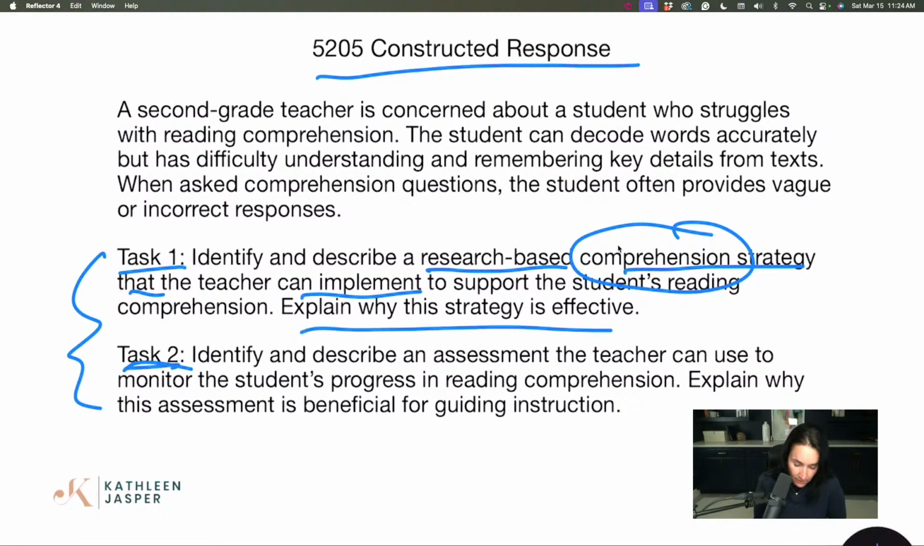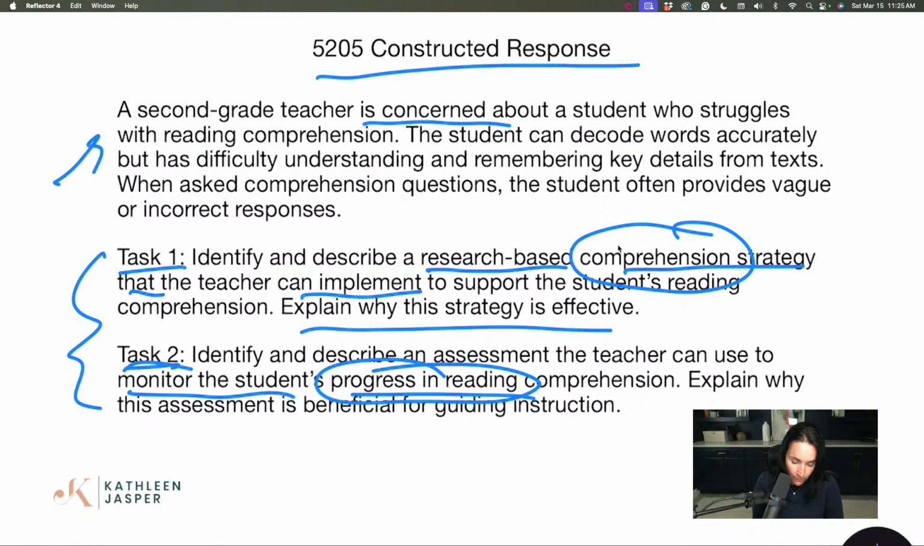And my second, identify and describe an assessment the teacher can use to monitor the student's progress. Now we have an assessment. Guess what a good assessment is, no matter what? Formative assessment, observation. It's an assessment, and it's a very powerful tool. So an assessment this teacher can use is observation, a formative assessment to progress monitor. And again, I could write this whole thing without even reading the scenario. I don't recommend that. I would read the scenario, but let's have a look.